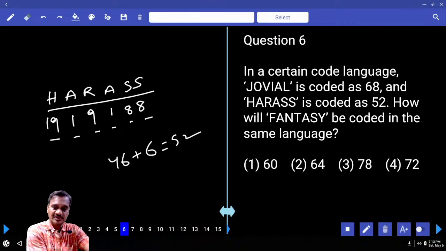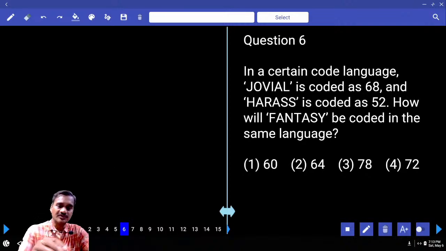Then in the same way, if you observe here, fantasy. And what is the code to the word fantasy here? Fantasy, we will get the answer.